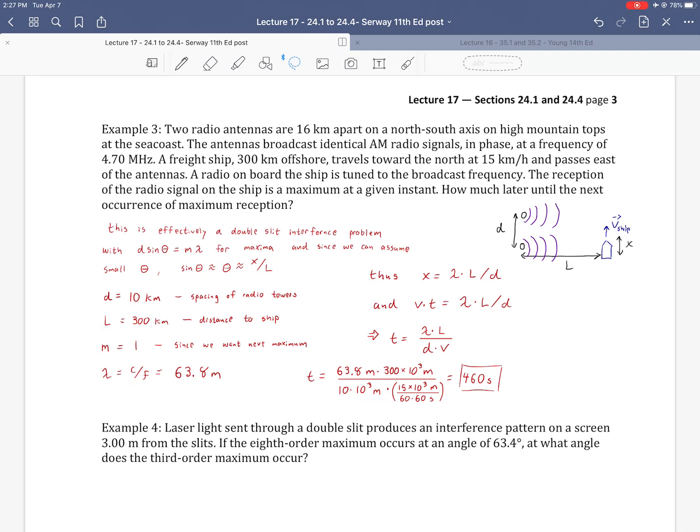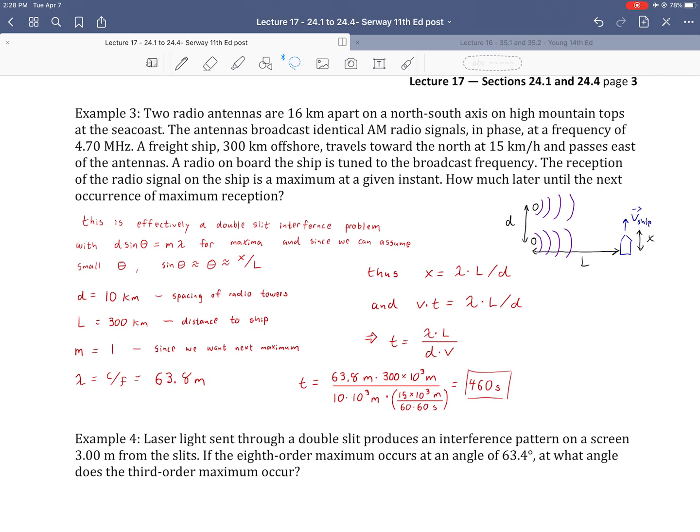All right, so two radio antennas are 16 kilometers apart on a north-south axis on high mountaintops. And notice I already have the solution in here. I'm going to narrate the solution. So anyway, they're some distance apart. That's our d. We're told it's 16 kilometers.